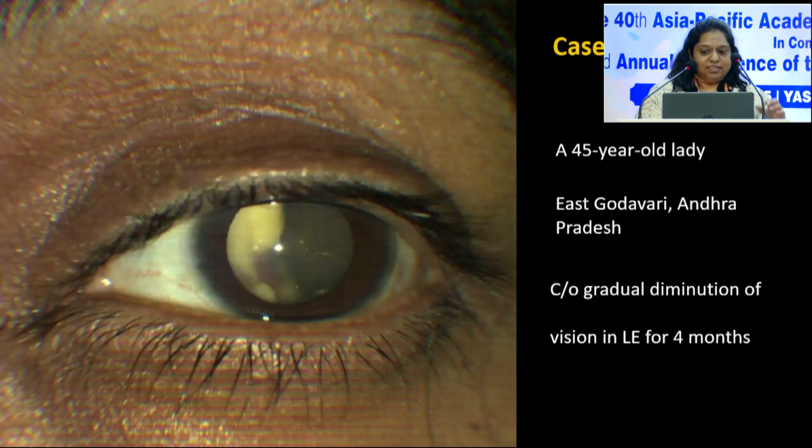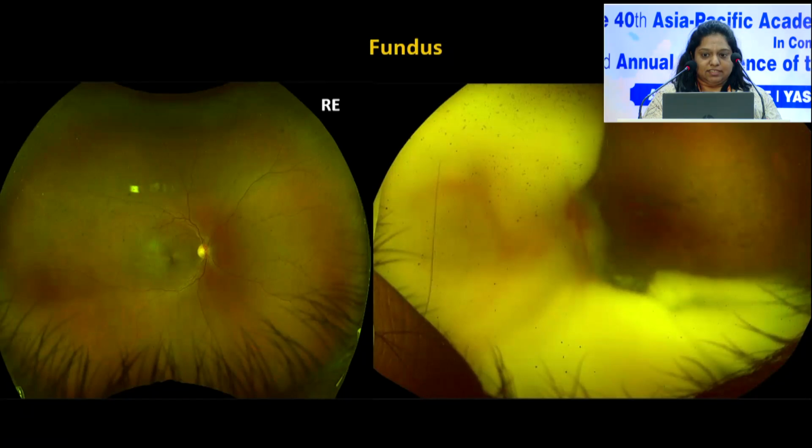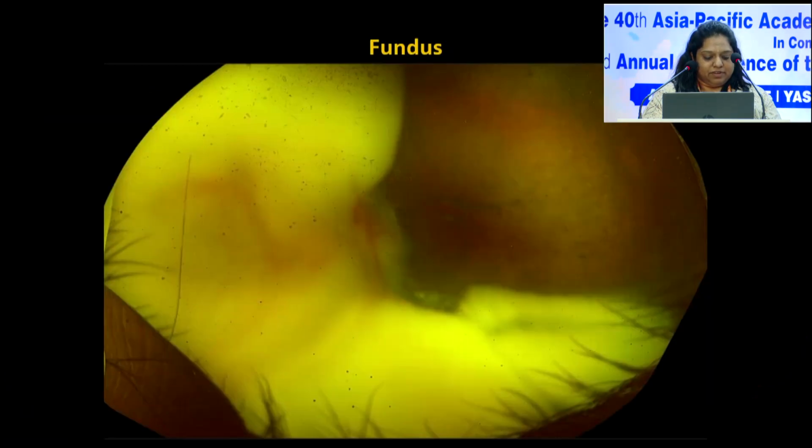So this is a case of a 45-year-old lady presenting from East Godavari, Andhra Pradesh, with complaints of diminution of vision for 4 months. Left eye vision was counting fingers and the pupil showed grade 4 RAPD. Rest all appeared normal. The left eye color fundus photo showed a creamy yellowish lesion arising from the retinal layers and occupying about 2/3 of the retinal quadrants.